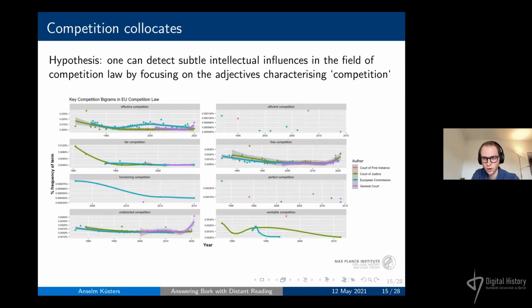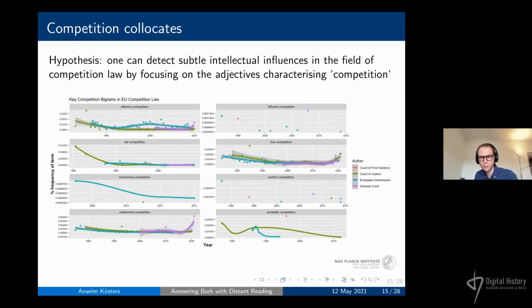And as I told you in the literature overview, effective competition can be directly traced to ordoliberals. So this is quite interesting, because the treaties themselves don't mention this bigram effective competition at all. They mention things like fair competition or normal competition. So this is really a conscious development by the commission and by the court to use this specific concept of competition.